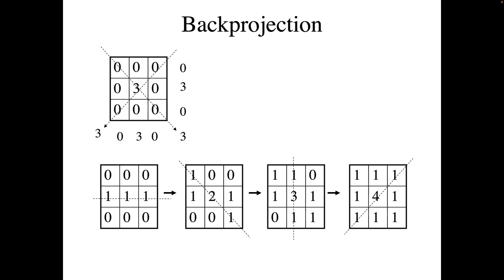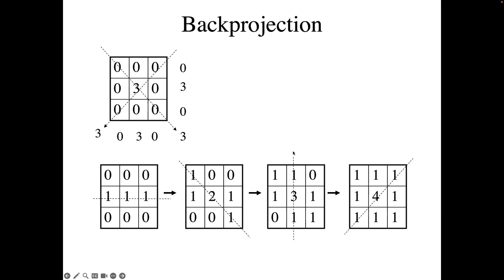Then I take this data. I got a 3 from this, and I'm going to spread that data evenly across this projection. So I'll add a 1 here. I'll add a 1 here. That now becomes 2 because I already had a 1 there. And I'll have a 1 here because I had a 0 there. Then we'll take a vertical projection.